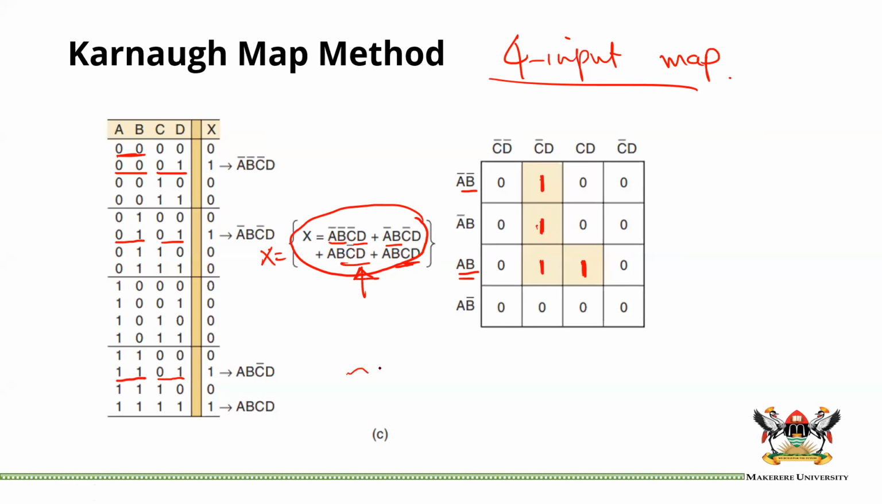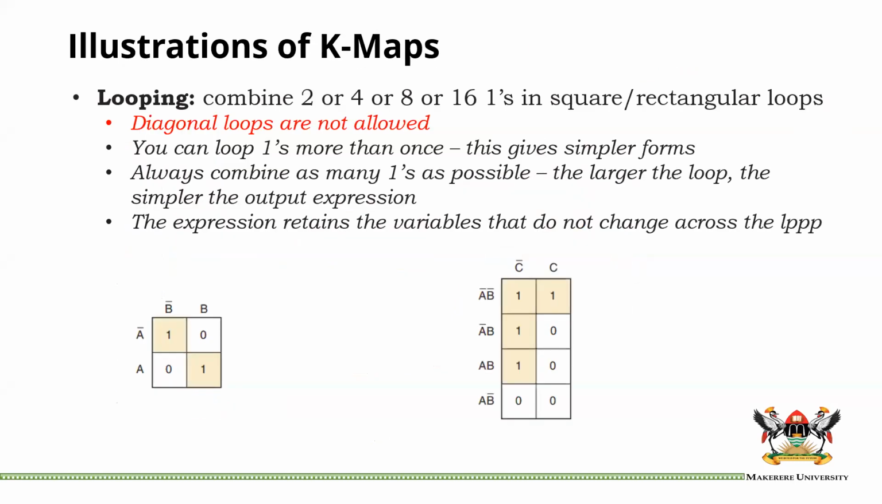But sometimes you may not be given an equation like this. You may be given an equation that has already been simplified a bit, meaning some variables are probably not there, and then you are trying to fill the K-map. That's a little bit tougher, but by the time we go through this, you'll be able to understand how to do that as well. Right, so let us look at the looping.